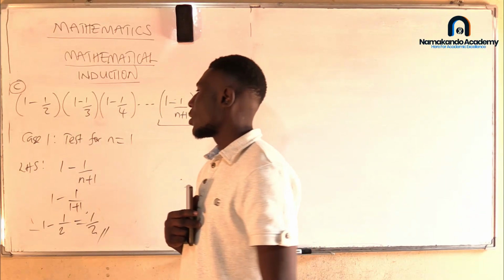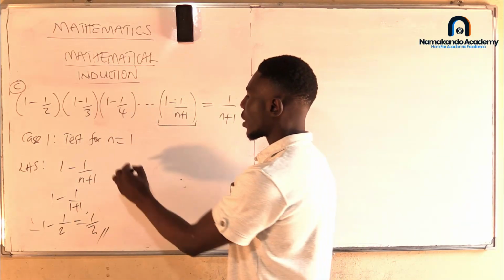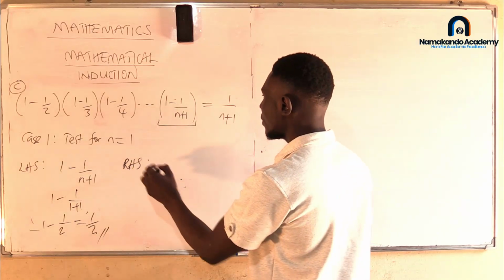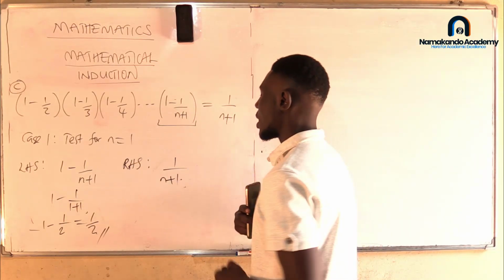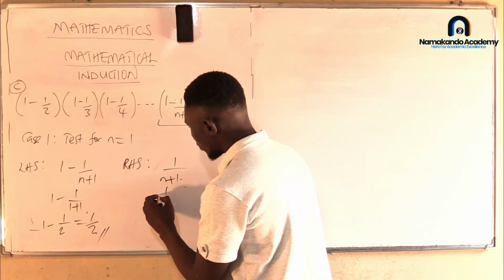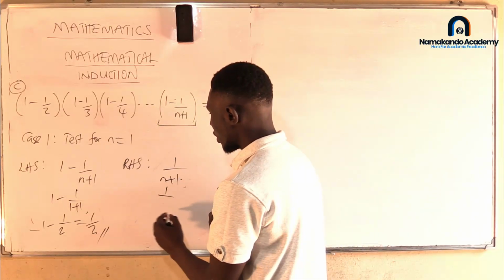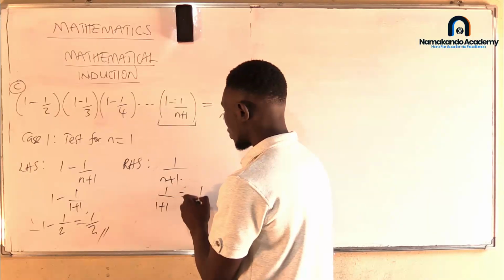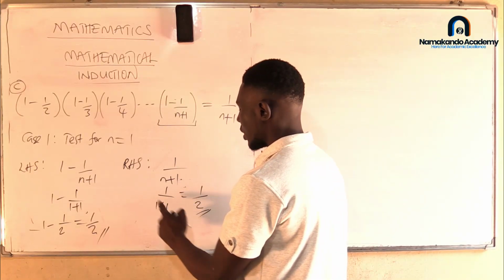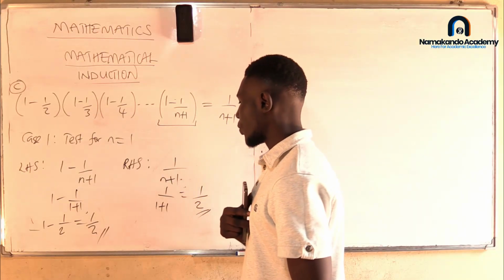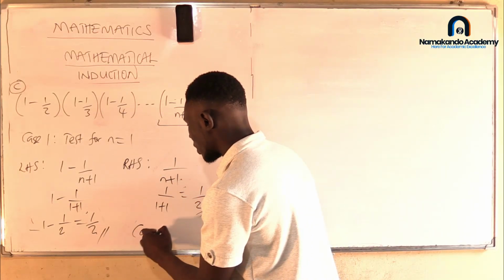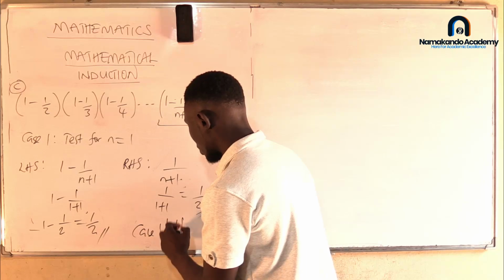We now move on to the right hand side, which is 1 over n plus 1. Here, wherever there's n, substitute with the 1. So you have 1 plus 1. So this gives us 1 over 1 plus 1, which is 1 over 2. Same as the left hand side. So that's what you do with case 1. So case 1 holds.